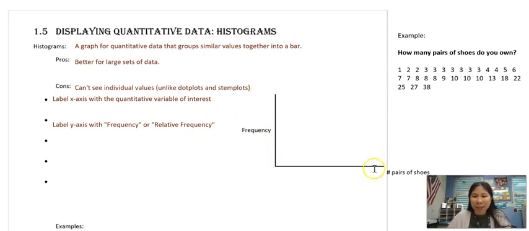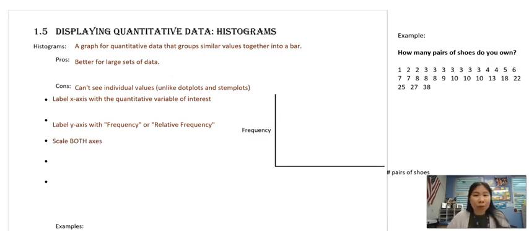So here I have my axes drawn. With my x-axis, I've labeled it with the number of pairs of shoes that people own. That's my quantitative variable of interest. And then on the y-axis, we'll pretend that we're being asked for a frequency histogram, so I'll just label it with frequency. Otherwise, it would ask you for a relative frequency histogram, and then that's when you change it to relative frequency.